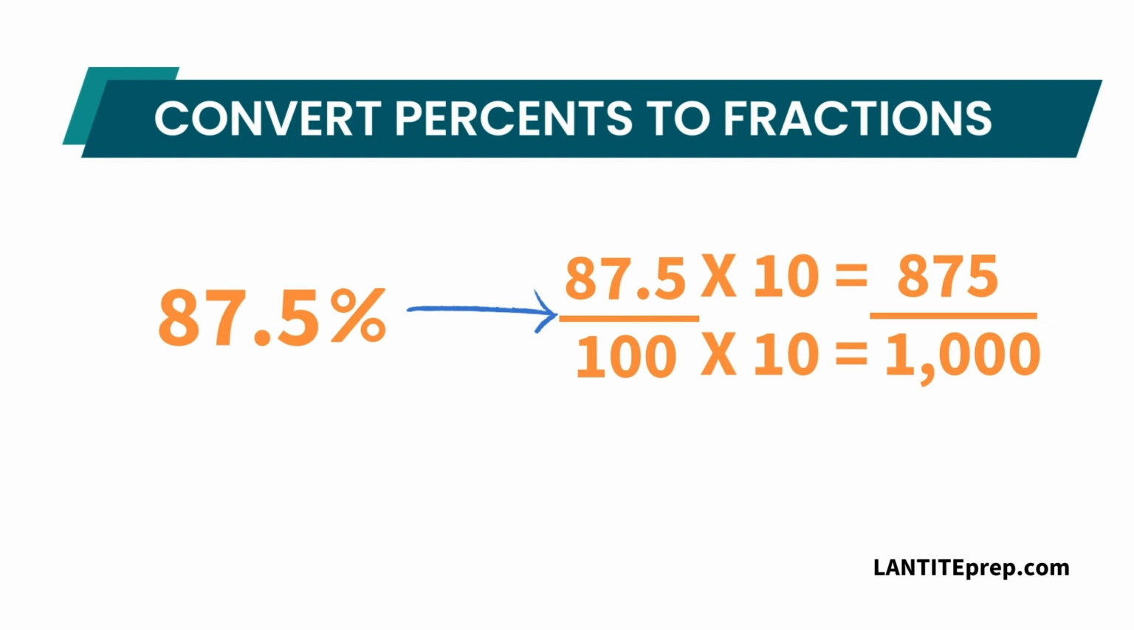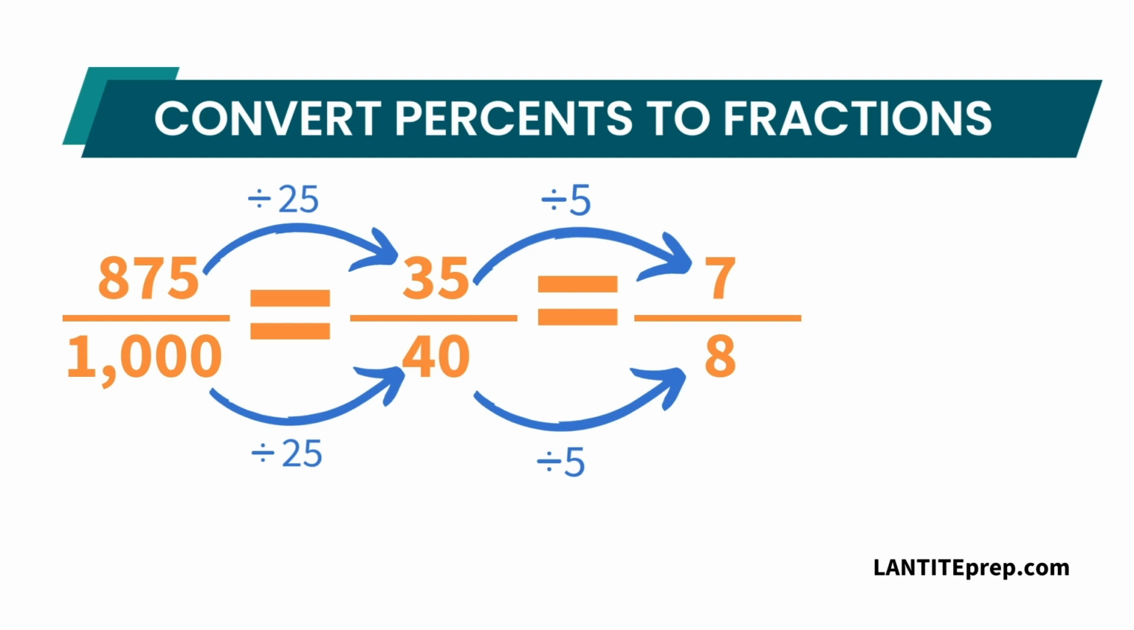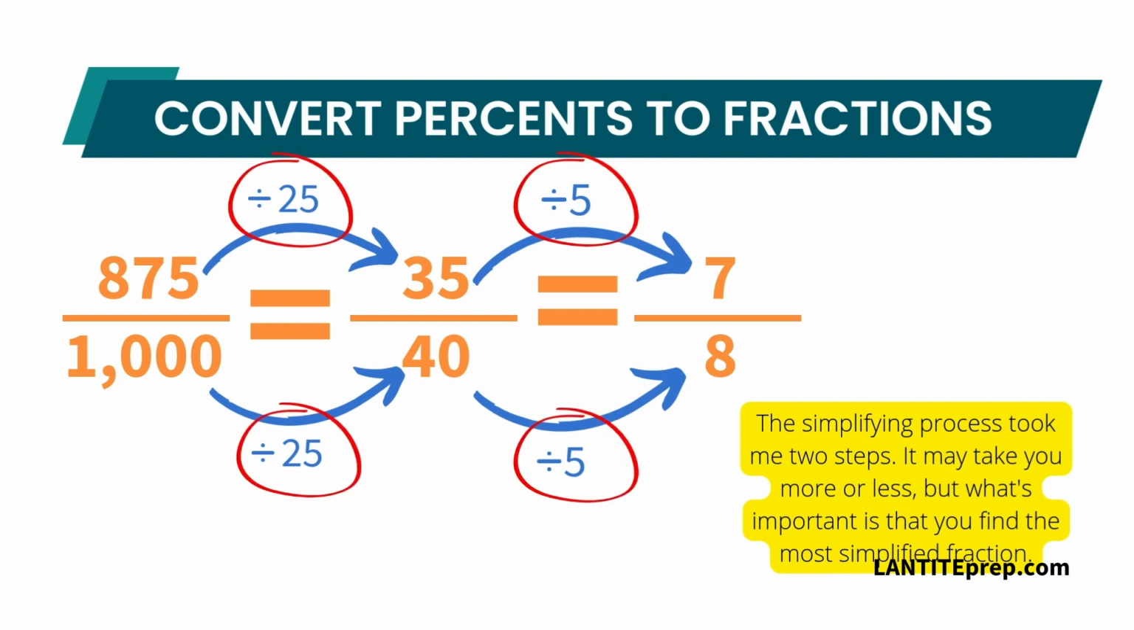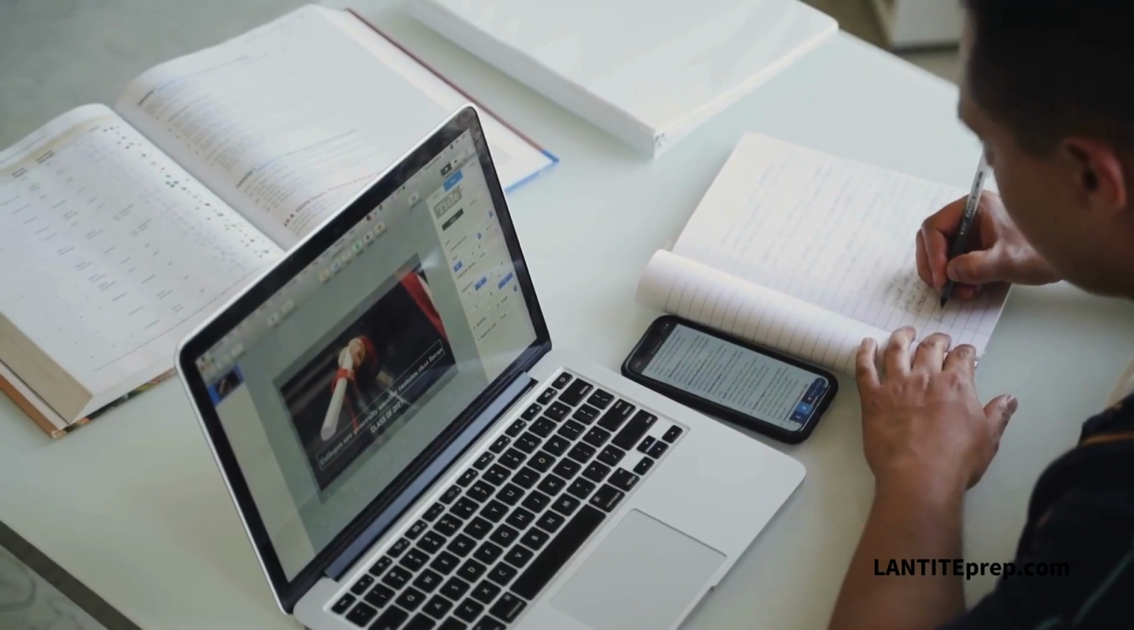And finally, it's time to reduce this fraction to the simplest form. And now we're left with the reduced fraction of 7/8. The simplifying process took me 2 steps. It may take you more or less, but what's important is that you find the most simplified fraction. Also keep in mind that each time I reduce the fraction, I use the same number for the top and bottom numbers. Nice work on this.